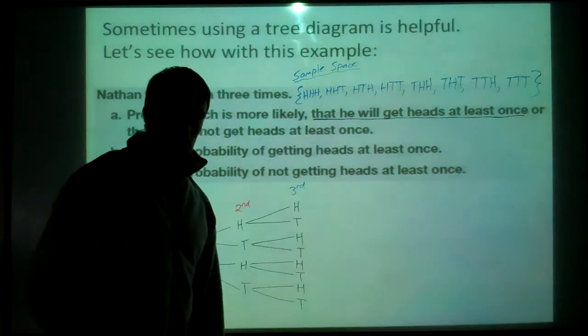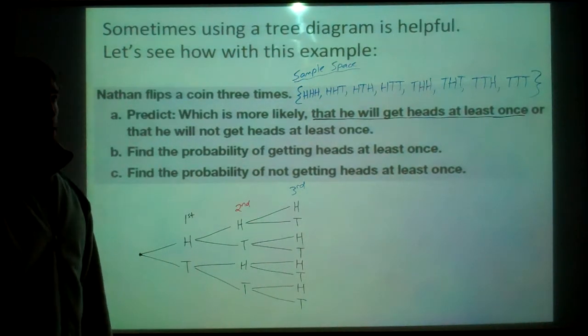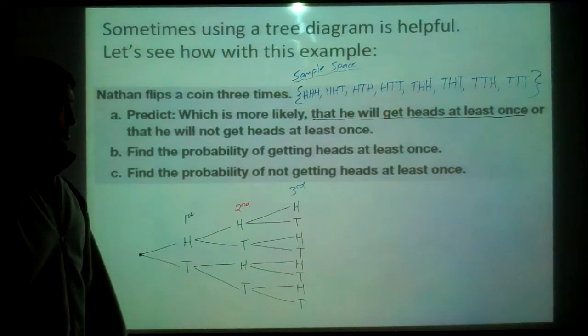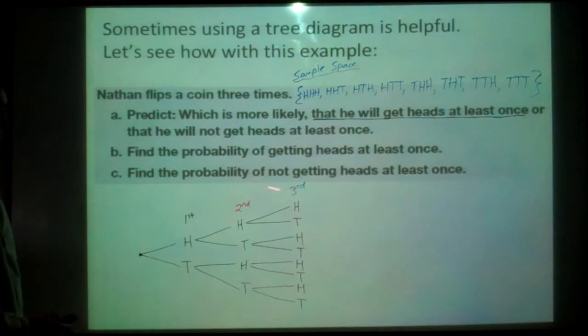All right, here's where we left off from part one. And I did change it a little bit, so hopefully it's a little easier to see. We came up with a sample space from this chart when we were flipping a coin 3 times. So we've got first flip, second flip, third flip.